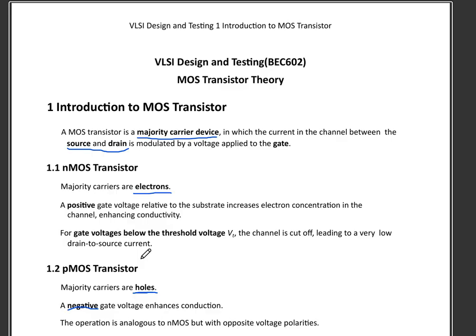And in NMOS transistor, it is the positive gate voltage that increases the electron concentration, whereas in PMOS, it is the negative gate voltage that enhances conduction. Next, you have to write that for gate voltages below the threshold voltage, that is VGS is less than VT, the channel is in cutoff region, leading to very low drain to source current. I have already discussed the drain current equation and derivation. You can look into that video for more details.